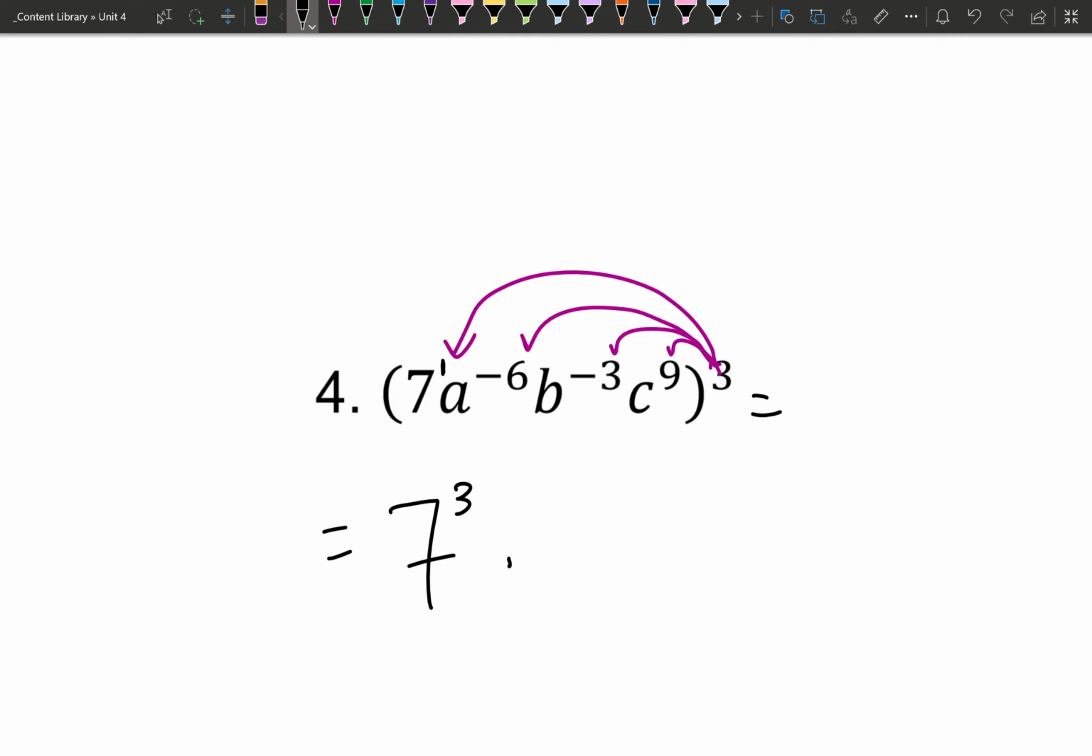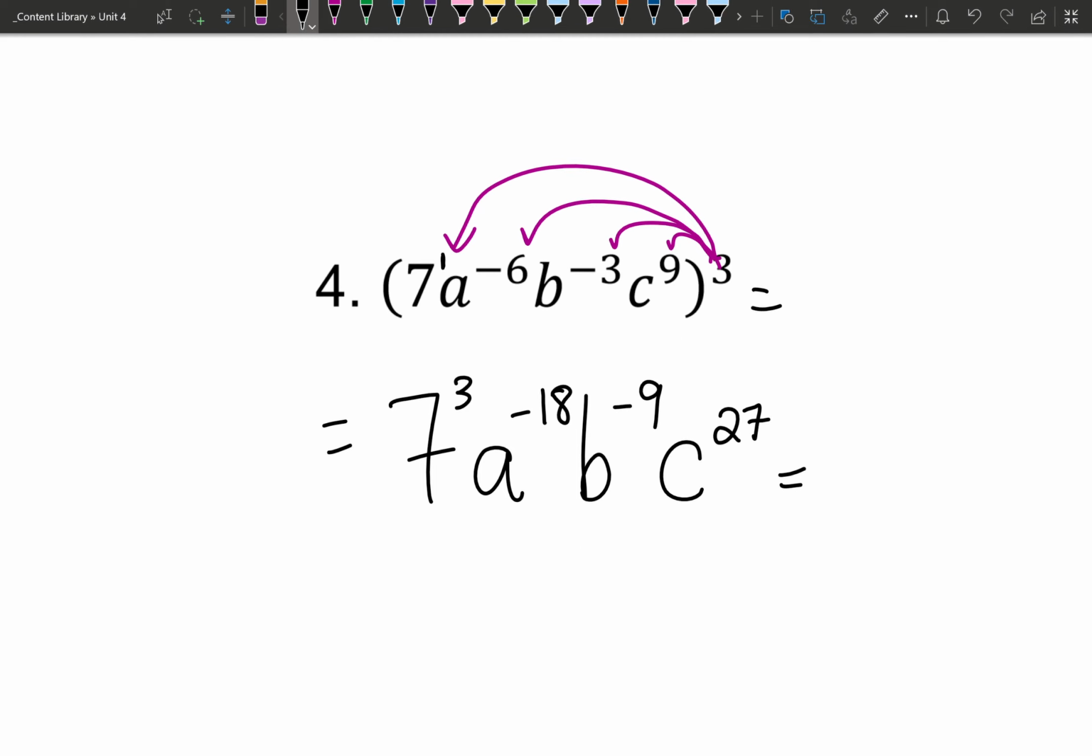All right. This becomes 7 to the third, a to the negative 18th, I'm multiplying, b to the negative 9th, and c to the positive 27th. We can take this a little further.